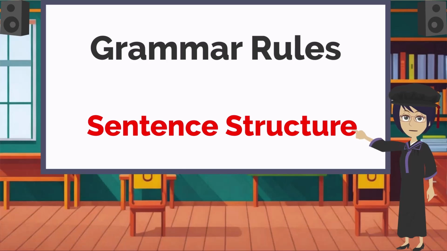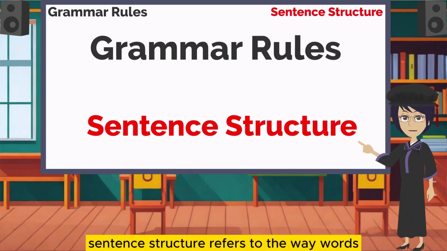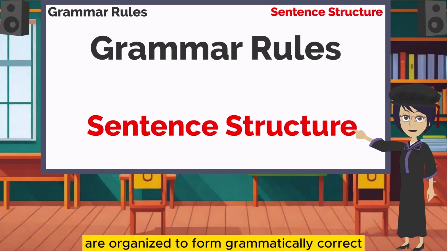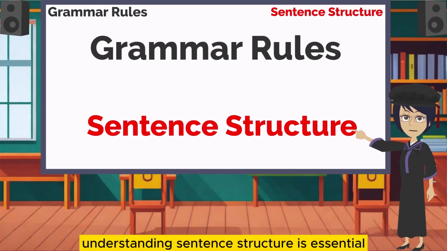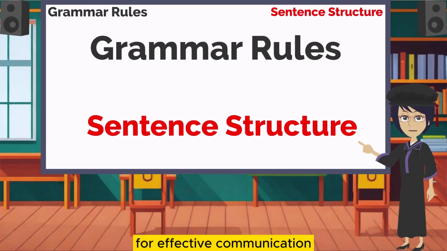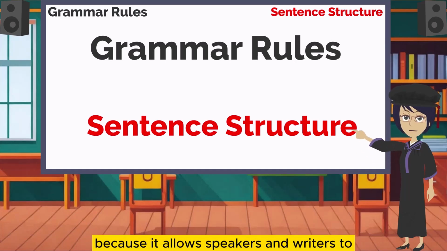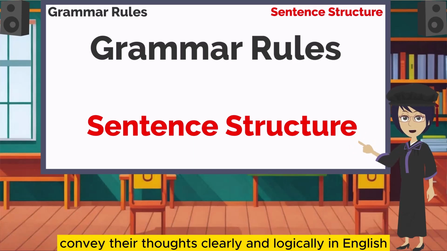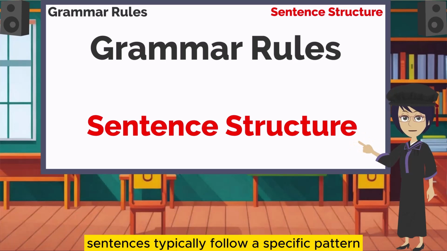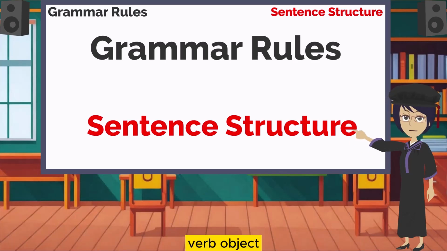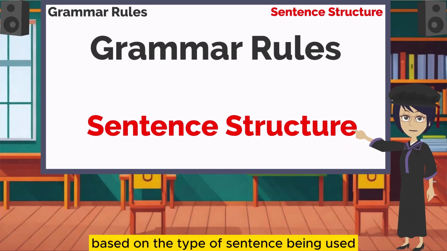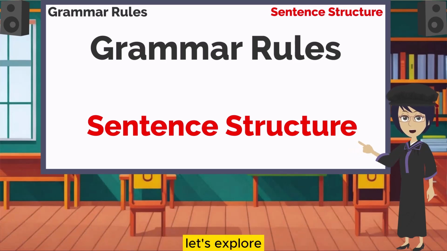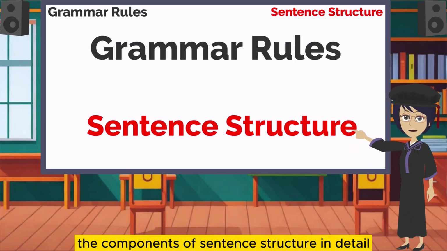Grammar rules. Sentence structure. Sentence structure refers to the way words are organized to form grammatically correct and meaningful sentences. Understanding sentence structure is essential for effective communication because it allows speakers and writers to convey their thoughts clearly and logically. In English, sentences typically follow a specific pattern, known as the subject-verb-object (SVO) structure, although variations exist based on the type of sentence being used. Let's explore the components of sentence structure in detail.